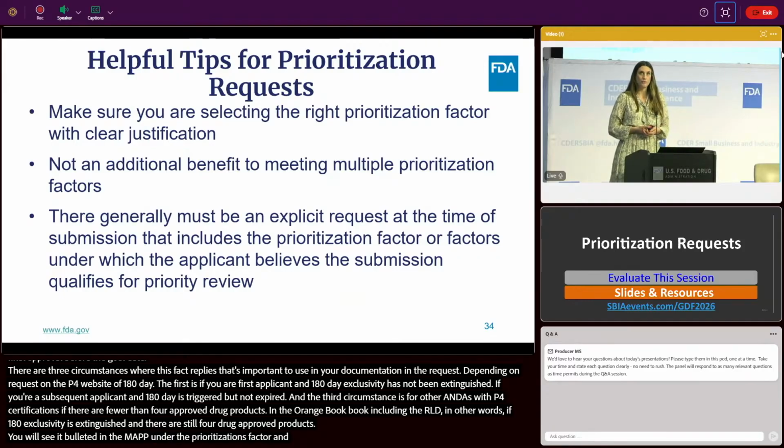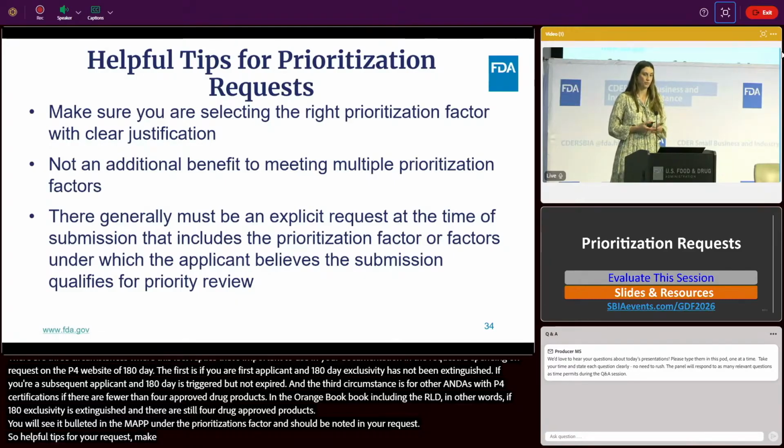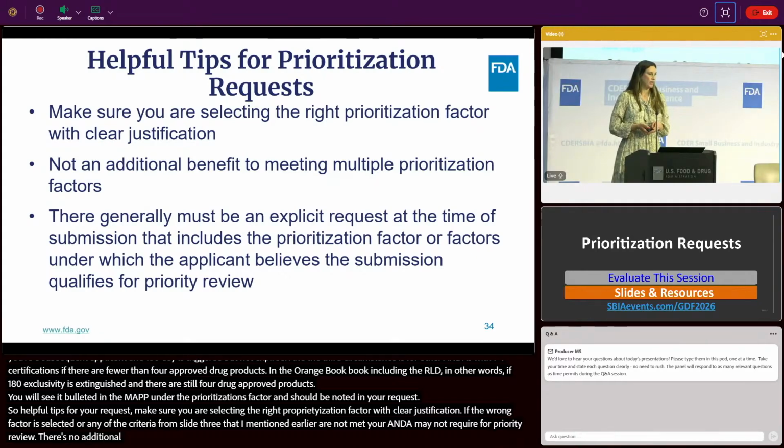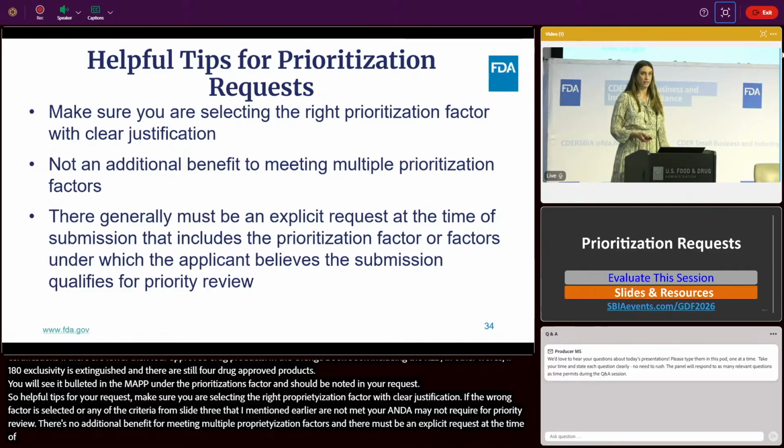So some helpful tips for your requests. Make sure you are selecting the right prioritization factor with clear justification. If the wrong factor is selected, or any of the criteria from slide 3 that I mentioned earlier are not met, your ANDA may not qualify for priority review. There's no additional benefit to meeting multiple prioritization factors, and there generally must be an explicit request at the time of submission that includes the prioritization factor or factors under which the applicant believes the submission qualifies.